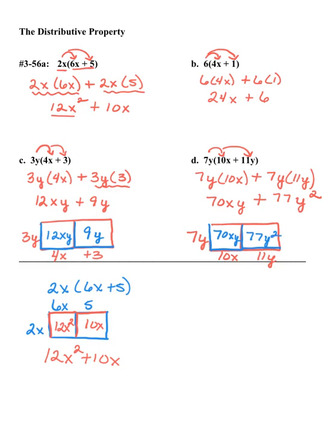So that gives you some options. If you want to still use the generic rectangles, you can. If you feel more comfortable just using the distributive property and skipping right to that shortcut, that's fine too.